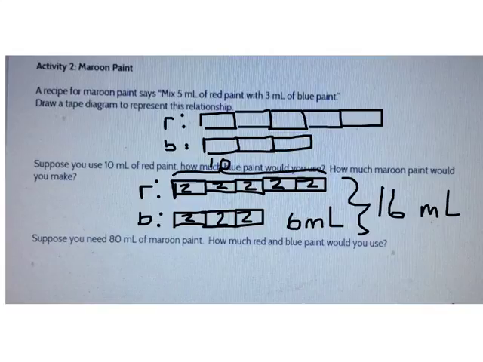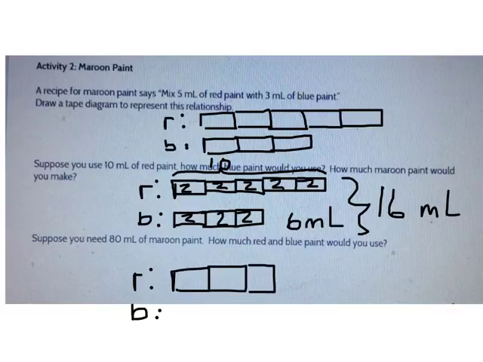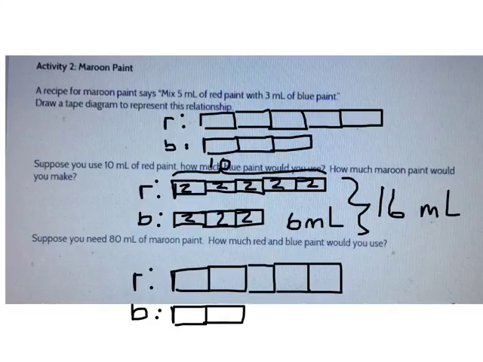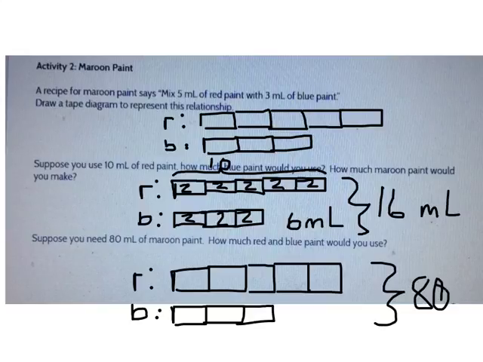Let's do another example. Suppose you need 80 milliliters of maroon paint. How much red and blue paint would you use? Well, let's start by drawing our tape diagram again, with 5 parts red and 3 parts blue. I know that in total, I made 80 milliliters of maroon paint. I can divide by the number of boxes to figure out what number goes in each box. What is each box worth? It's worth 10.